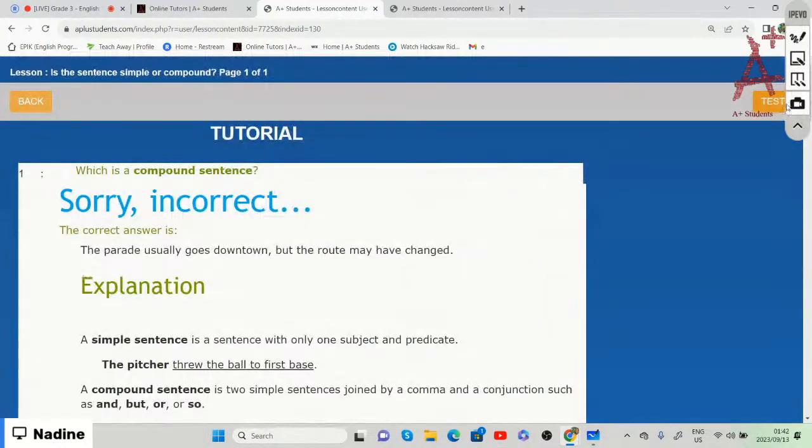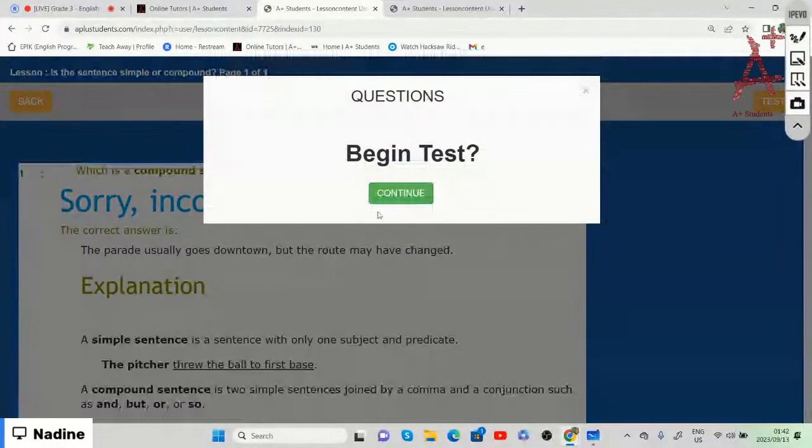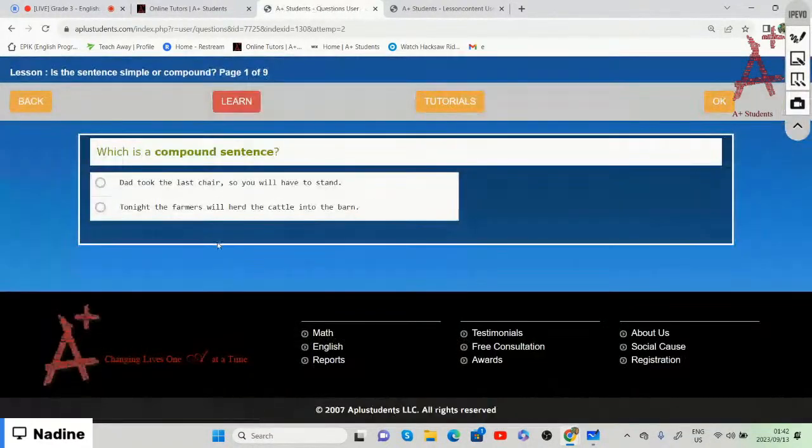All right, so now we're going on to our test, right? Where we're going to say is the sentence either simple or compound. So now we need to say which sentence is a compound sentence. Is it the first one? Dad took the last chair, so you will have to stand. Or tonight the farmers will herd the cattle into the barn.